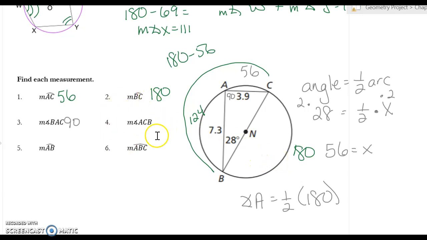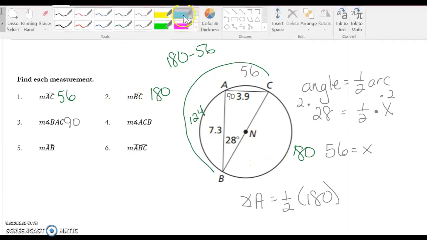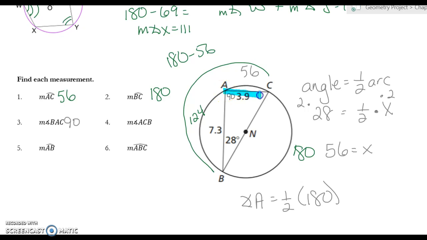Okay, so now let's look at ACB. Let's do a different color. A to C to B, so that's that angle. There's a couple ways you could do this. I'd like to practice the angle is half the arc again.